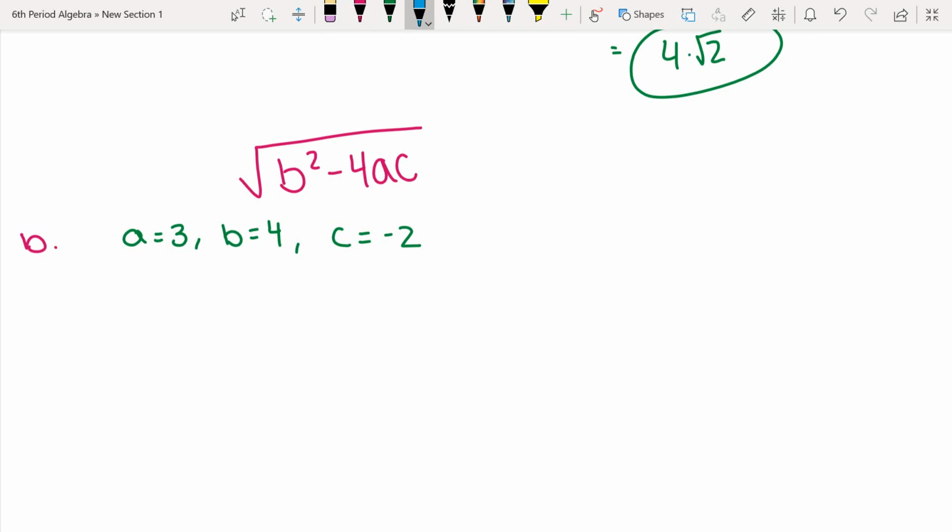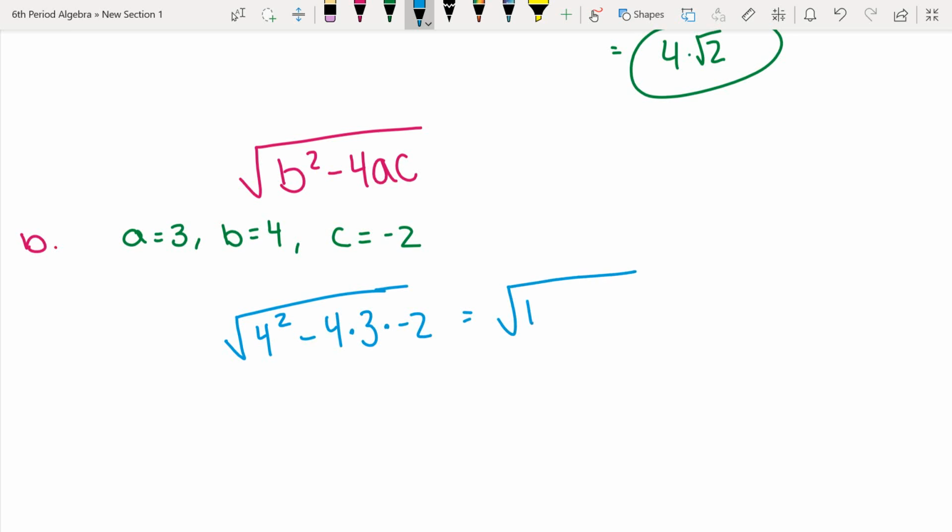Okay, let's see how it went. When you plugged in these numbers, you're plugging in each variable for its appropriate spot. So b squared is actually 4 squared. I'm not putting this in parentheses because b is not negative, so it just works out nice. So we have b squared minus 4 times a, which is 3, times c, which is negative 2.